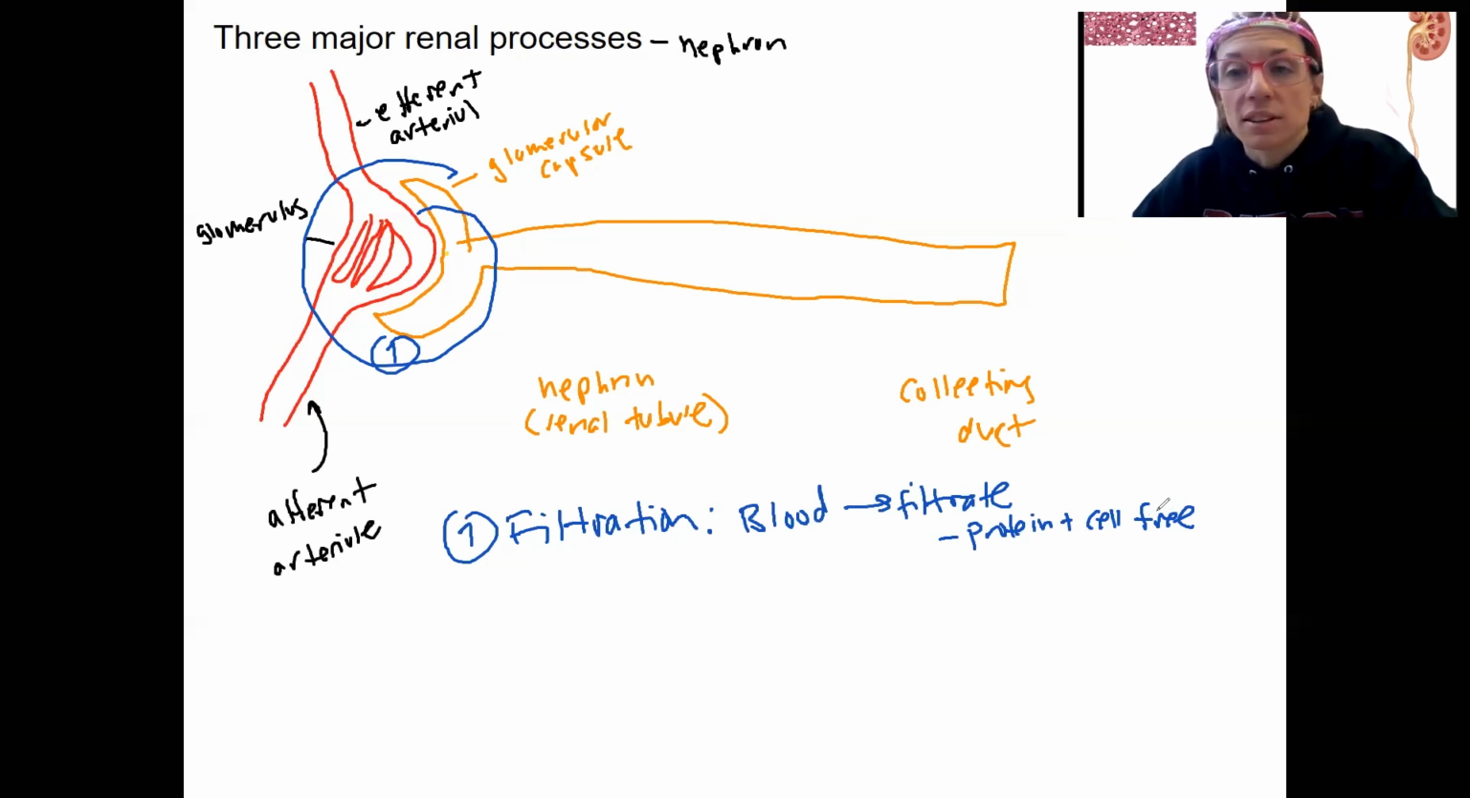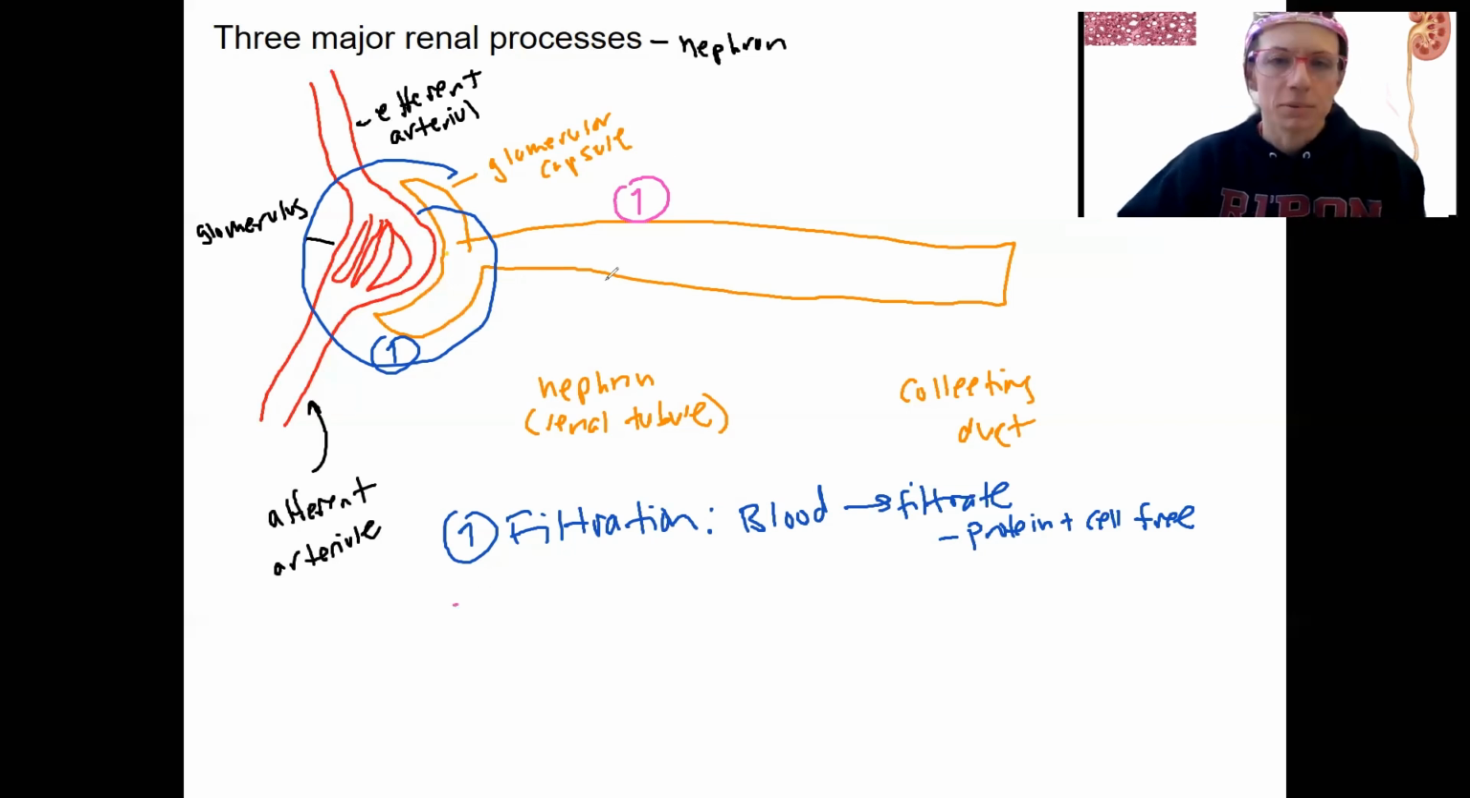It's a passive process that relies on those same transport mechanisms, so hydrostatic pressure versus osmotic pressure, that allow for that filtration to occur. Then in the rest of that renal tubule, we've got two processes. Let's call that step two.